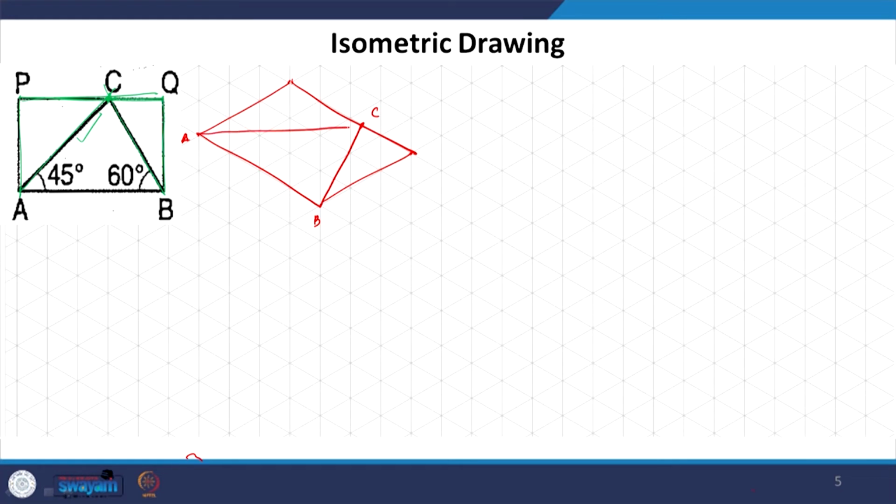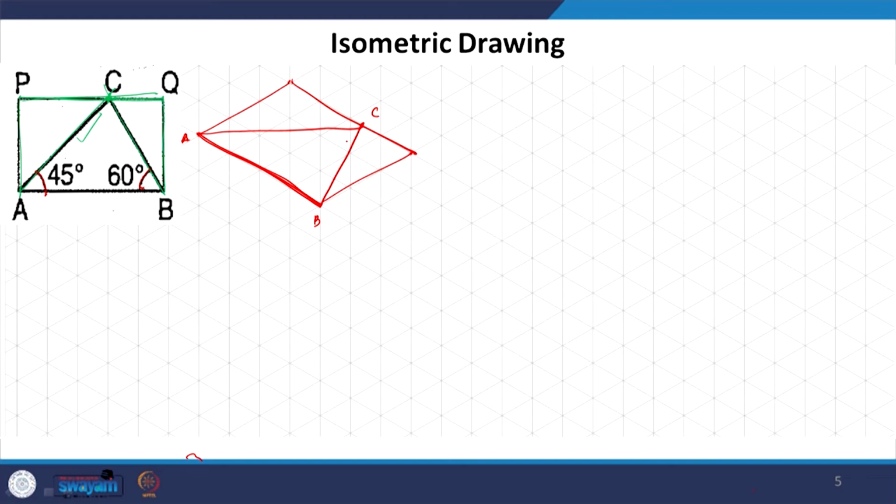Now, can you see that it appears quite skewed? It does not look like what this ABC was. It looks slightly skewed, the angles are not the same. So, the angles will not remain the same in isometric, the angles will always change. But a line which is parallel to the axis will remain parallel to the axis, which is the basic fundamental.